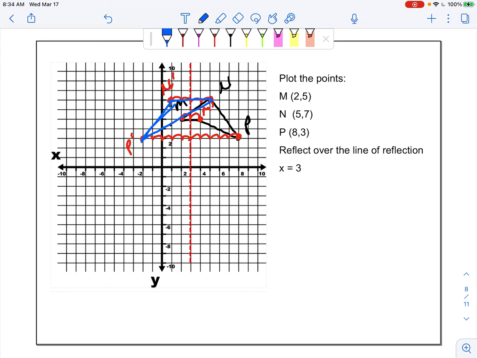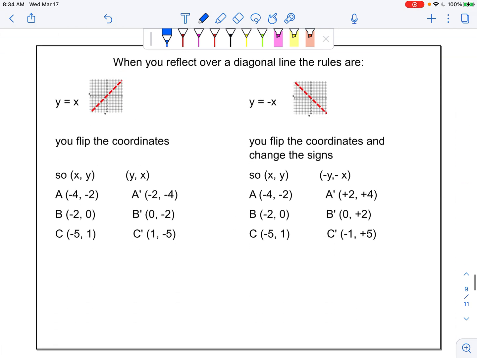But when it's a reflection over a random line, you're just counting how many spaces away it is. Okay, so then this one, these are diagonal lines and they have a specific name. This one, the line is called y equals x. And this one is y equals negative x. The y equals x is a positively sloped line, and y equals negative x is a negatively sloped line. So the rules are kind of the same.